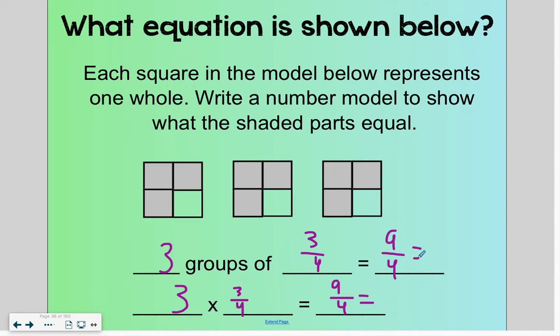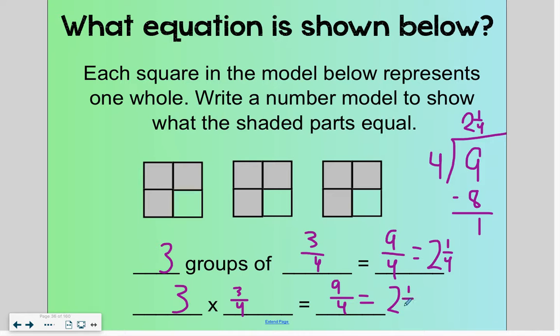Fractions are division. We can set up long division on the side. 4 goes into 9 2 times. 2 times 4 is 8. We end up with a remainder of 1, which is the same thing as saying 2 and 1/4. So 9/4 is equivalent or equal to 2 and 1/4. 9/4 is an appropriate answer. It's just written as an improper fraction.